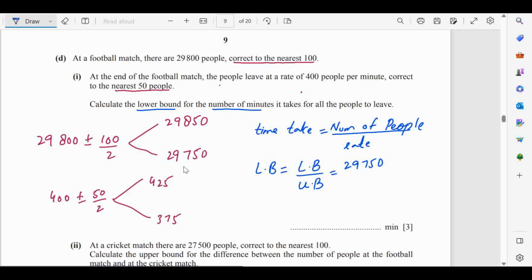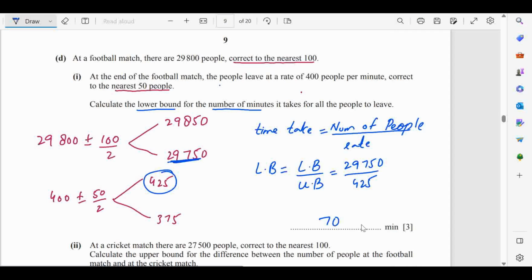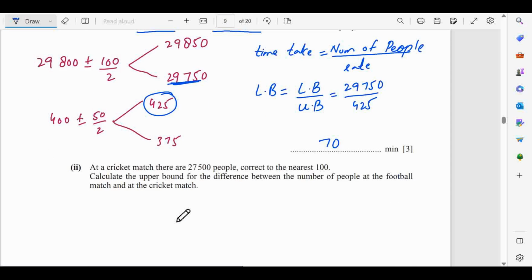So this will be 29750. This is the lower bound of the numerator, and this one is the upper bound of the denominator, so divided by 425. So this will be equal to 70 minutes. 70 will be the final answer.